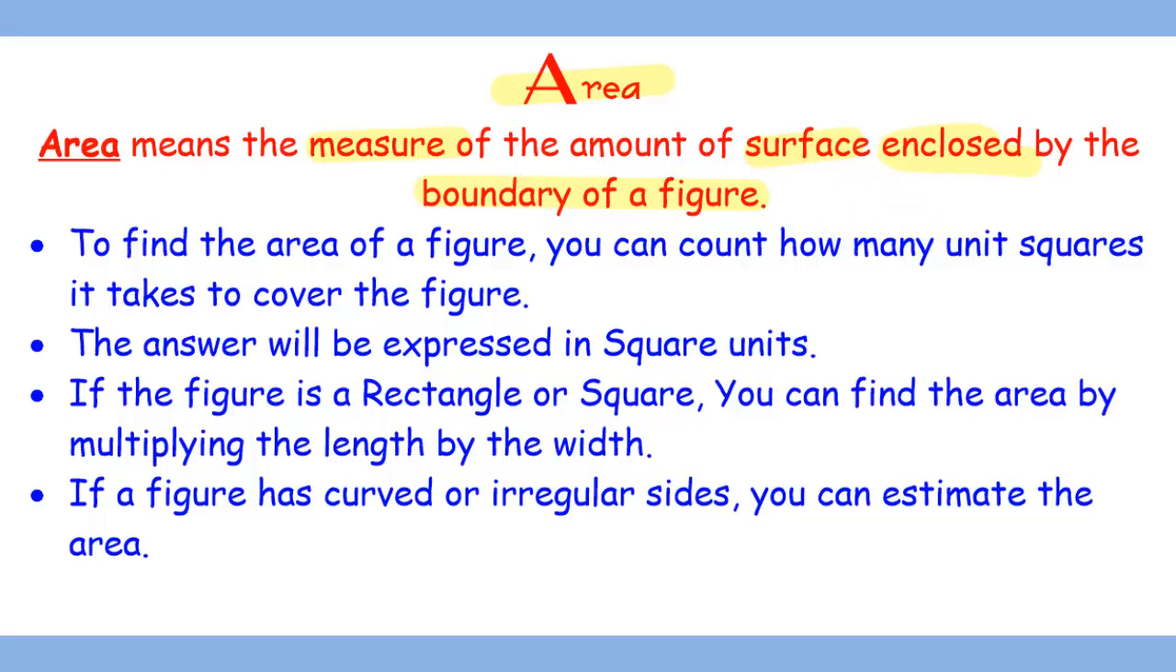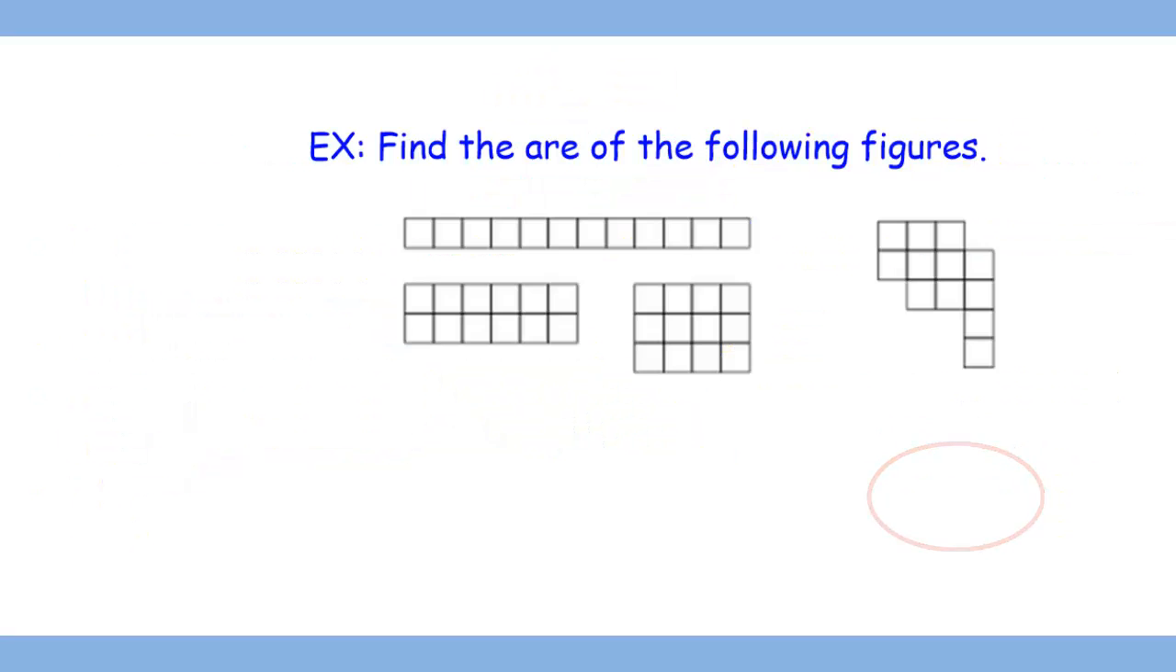To find the area of a figure, you can count how many unit squares it takes to cover the inside of the figure, and the answer will be expressed in square units. If the figure is a rectangle or square, you can actually find the area by using the formula length times width. And if the figure is an irregular figure, meaning the side is curved, you can only estimate the area. We will find the area for the examples below.